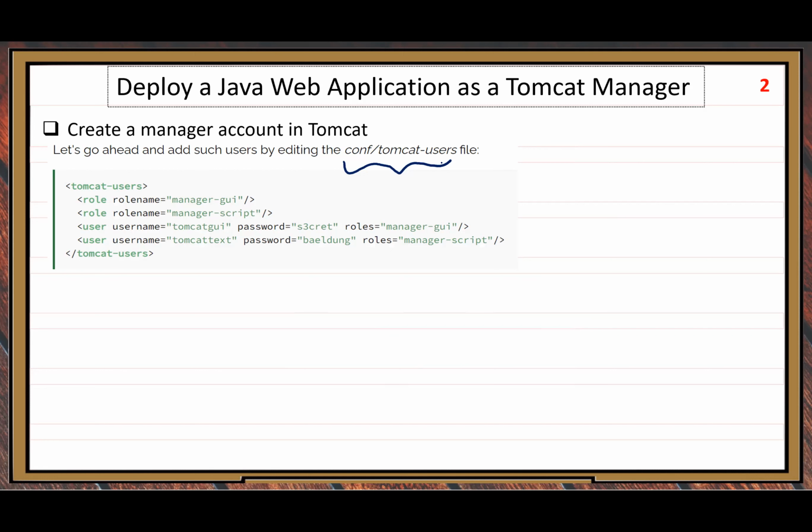First, this is under the conf folder. Remember the conf folder under the Tomcat installation directory, the root. There is one called conf, for configuration. The configuration file is tomcat-users.xml. Then you use a text editor to open it. The screenshot here is an example.